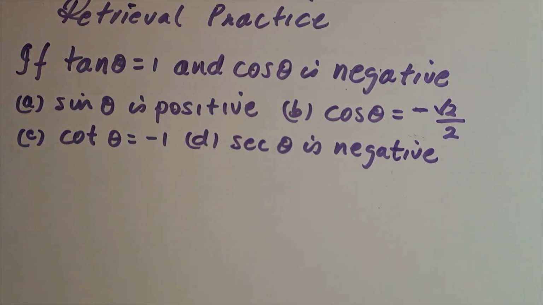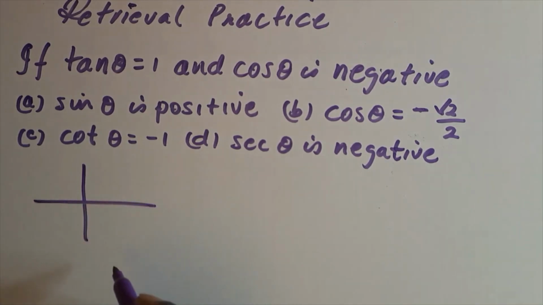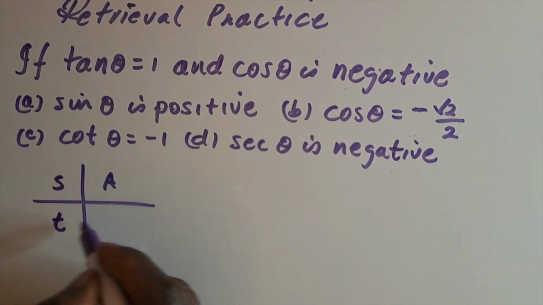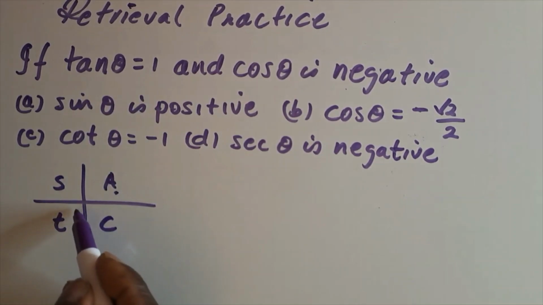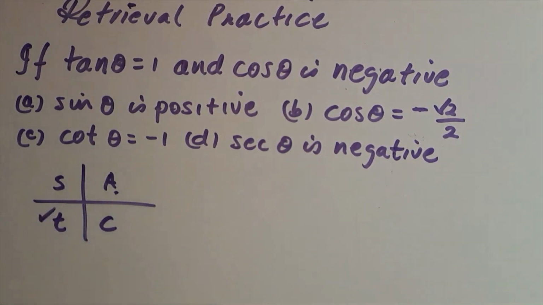Well, let's look at the facts. If tan theta is equal to 1, we have a quadrant diagram, and we know that all the ratios are positive in the first quadrant. In the second quadrant we have sine as positive, in the third only tan, and in the fourth only cosine. Now if cosine is negative, then it cannot be in the first quadrant because all the ratios are positive there. So it must be in, and tan theta is positive, so the only other quadrant where tan theta is positive is the third quadrant, and that's this quadrant.